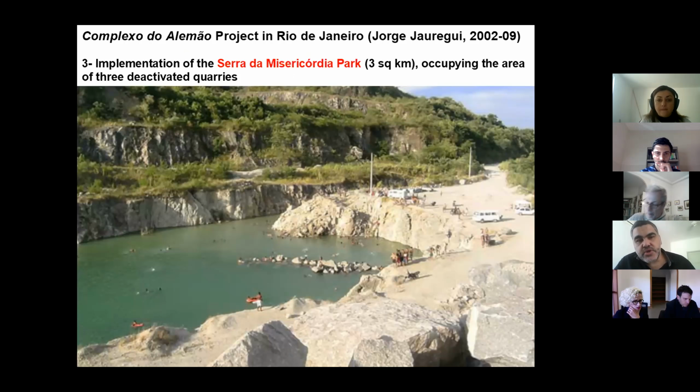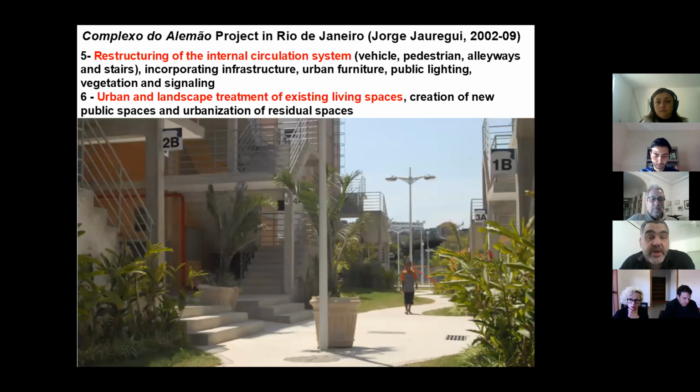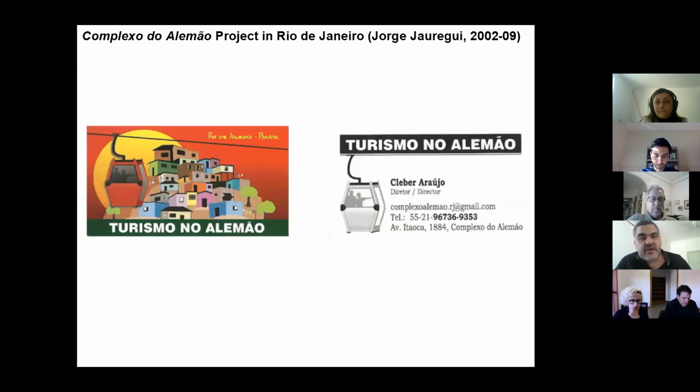And also new housing units designed by the architects, but not for a new population, but for relocating residents that needed to be transferred from areas that were going to house the gondola lift stations and other equipment. And the restoration of the internal circulation system and the treatment in terms of urbanism and landscape of existing living spaces, as well as creation of new public spaces and urbanization of residual spaces.